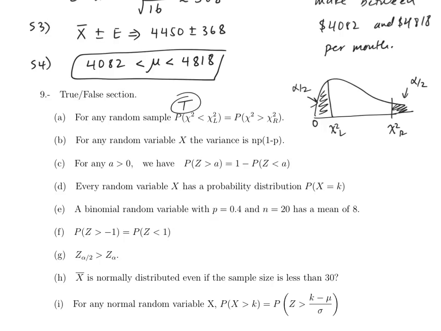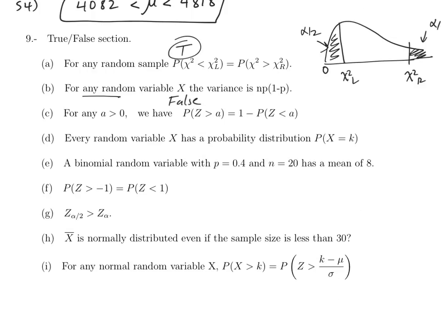Part B, for any random variable x, the variance is equal to np times n minus p. That's false because this is true for the binomial, but this is not binomial. It says any random variable, so therefore this is false.